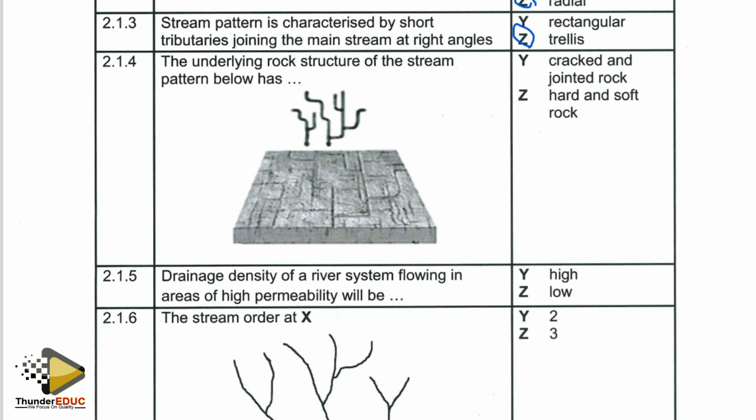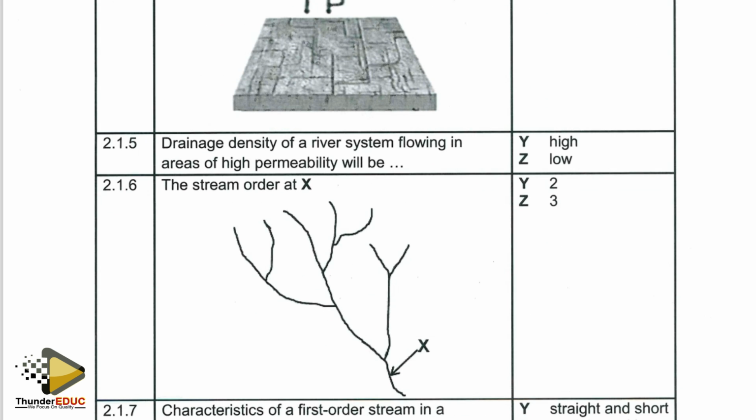Right, the correct response for question number 214 is Y, where we have cracked and jointed rocks. This pattern is influenced by the cracks of the underlying rocks. The streams will follow the areas of weakness which have cracked, so they will follow those cracks. So the streams will be influenced by the underlying existing cracks along the rocks which are below that area.